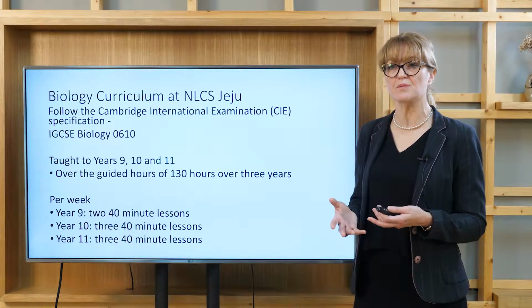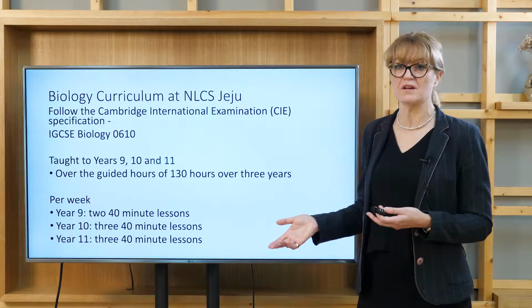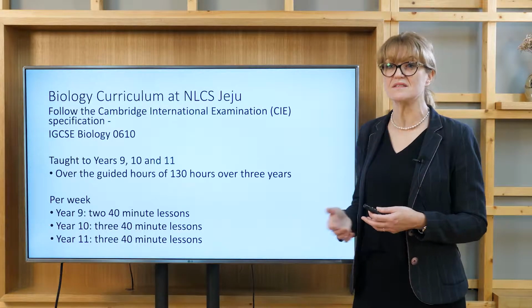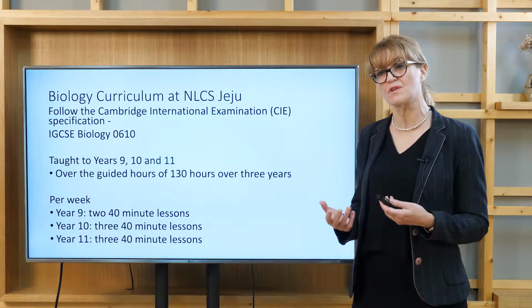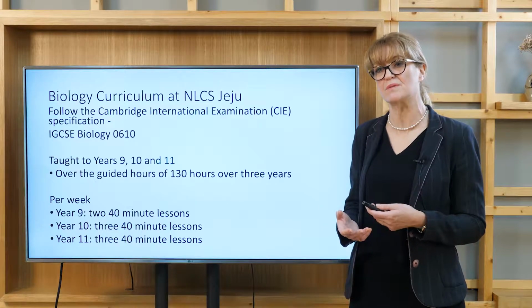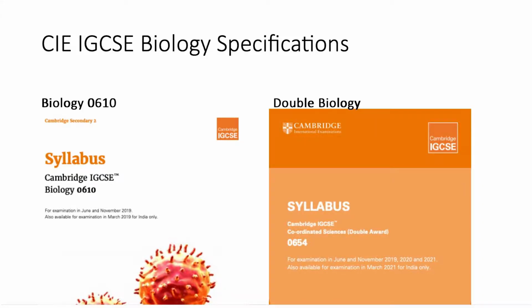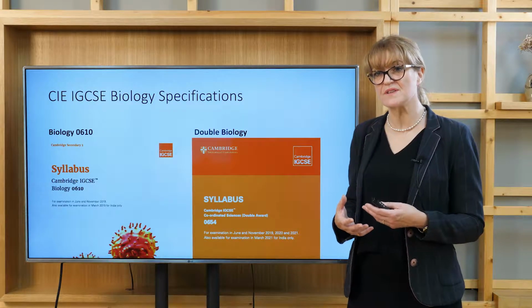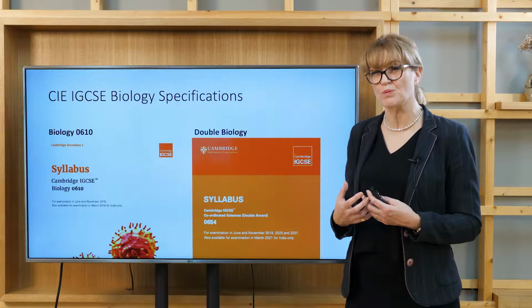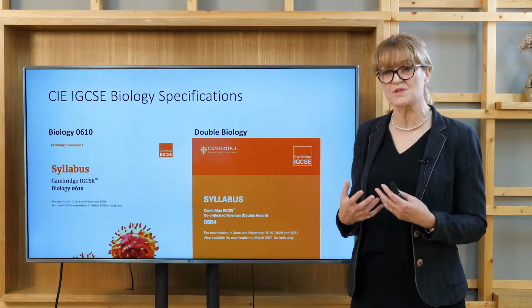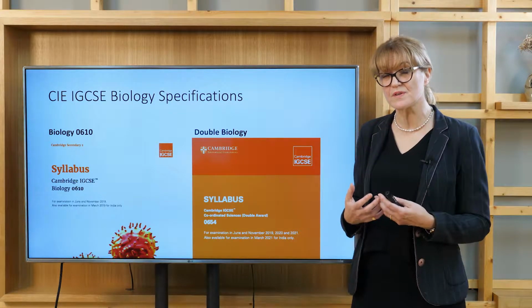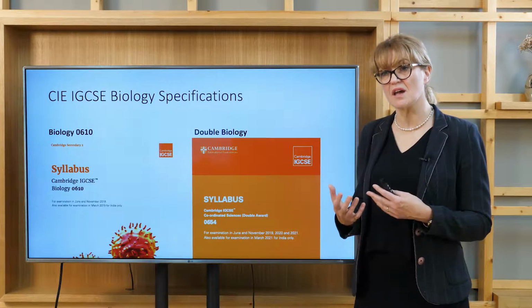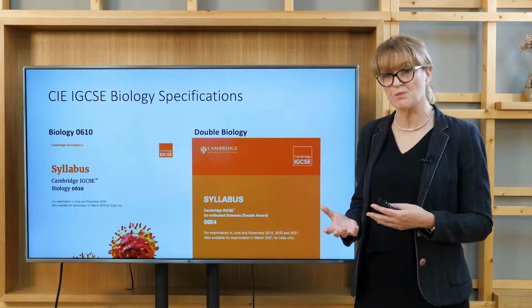You can see on the presentation that for year 9s it's 2 40-minute lessons, and for year 10s and 11s, they each have 3 40-minute lessons. Just to show what you're looking for on site, the syllabus that we follow has this particular cover. It's the 0610. That is what can be called, in the international school scene, single biology. And then there's the other biology course, which is called double biology.